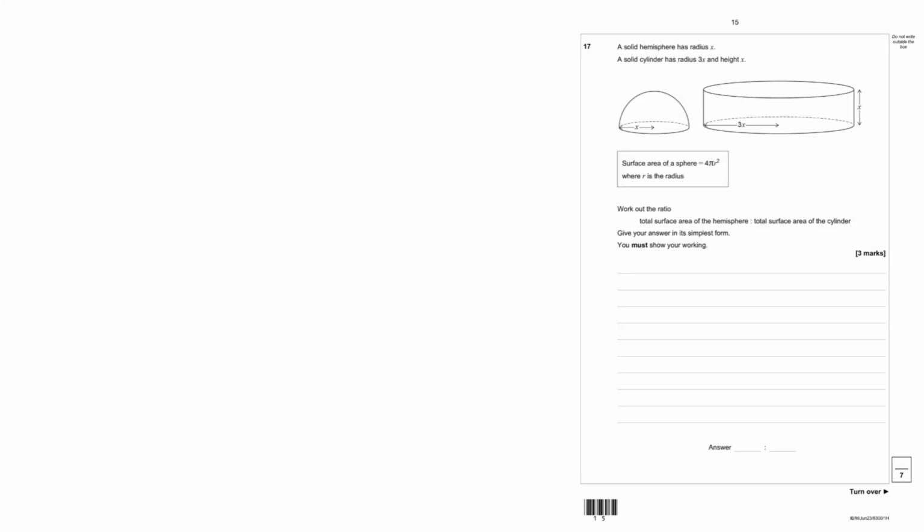So moving on to question 17, and we're told that a solid hemisphere has a radius of x, and a solid cylinder has a radius of 3x and a height of x, and we're told to work out the ratio of the total surface area of the hemisphere to the total surface area of the cylinder.